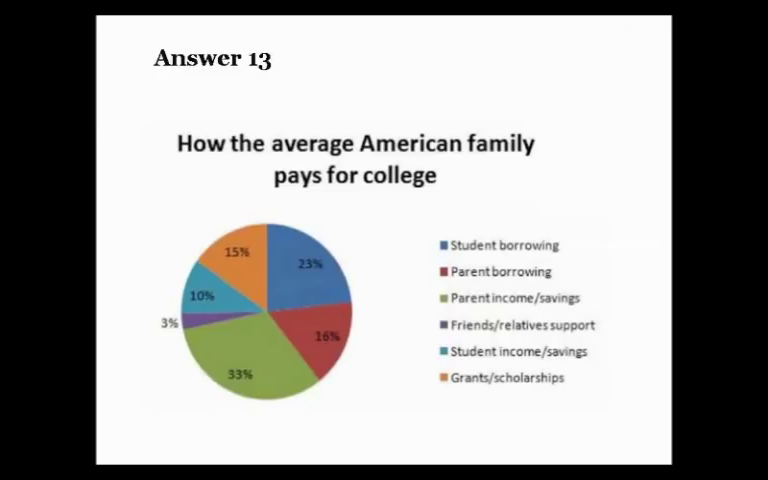The pie chart gives information about how the average American family pay for college. To begin with, we can see that the largest proportion goes to parent income or saving with a figure of 33%, while the smallest proportion goes to friends or relative support with a figure of 3%.